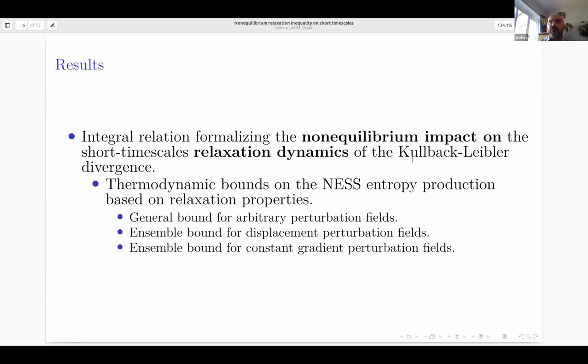Okay, the results, just to summarize what I'm going to show briefly: I found this integral relation which formalizes the non-equilibrium impact on the short time scale relaxation dynamics of the Kullback-Leibler divergence. So I take the Kullback-Leibler divergence as the particular observable, and then I study its relaxation dynamics and find an integral relation which relates it to the non-equilibrium currents. And from this, as usual, from the Cauchy-Schwarz inequality, some thermodynamic bounds follow.